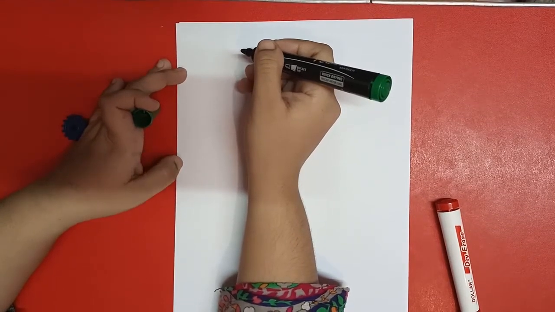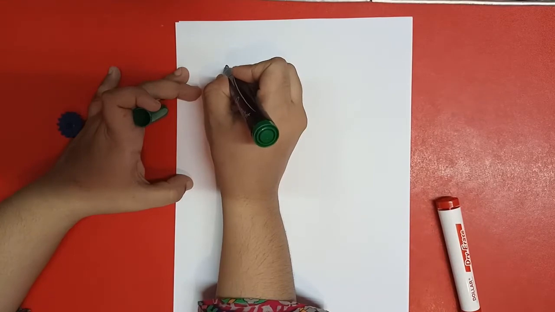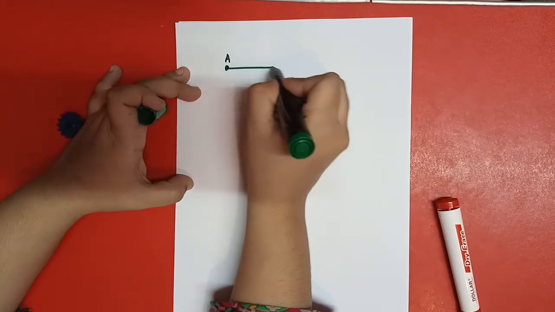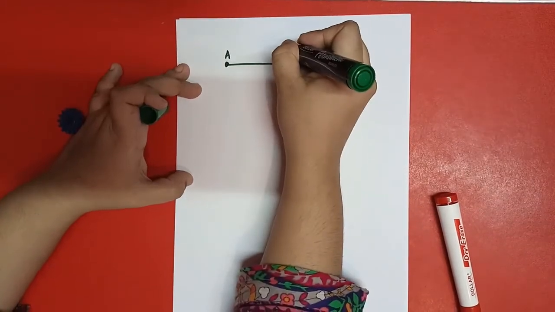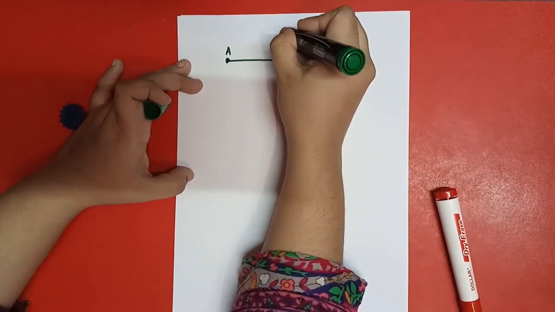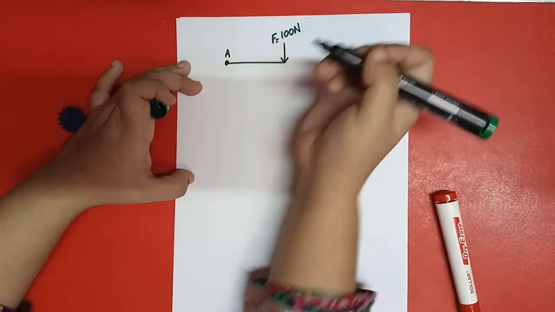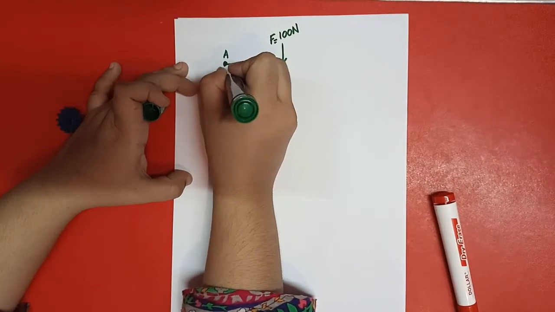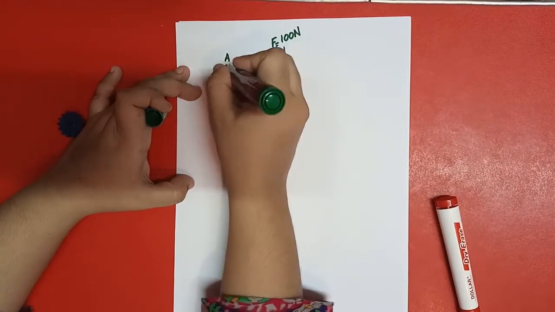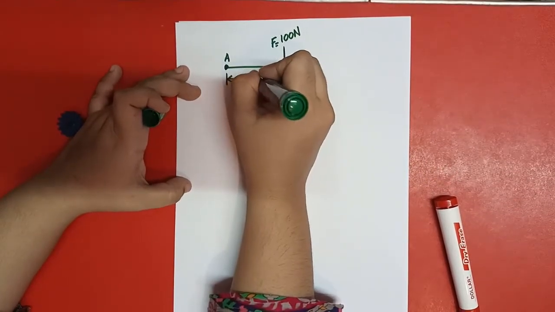First of all, I just want to clear the concept here. For example, if we have this point A and there is a force at a distance, like for example this force is 100 Newton, force F equals 100 Newton. Basically the distance between the force and this point A is, for example, 6 meter.